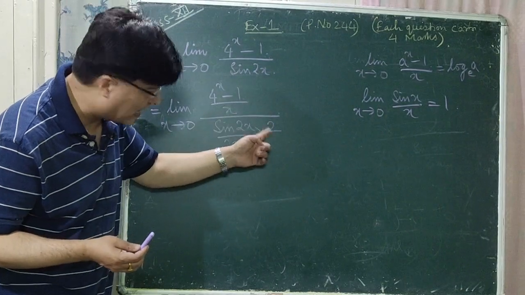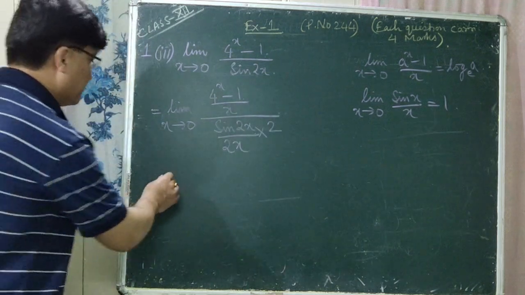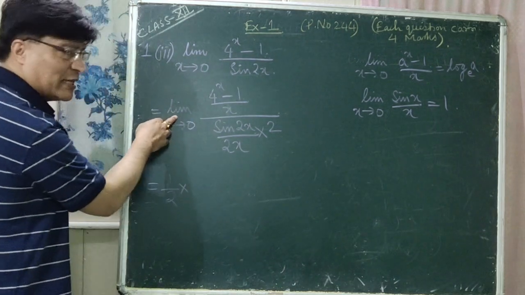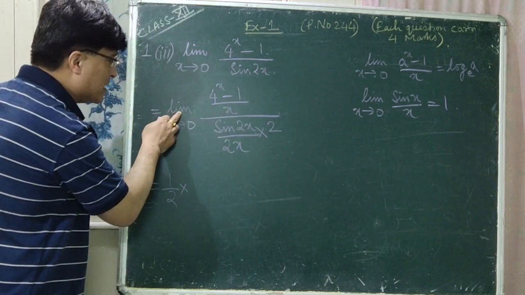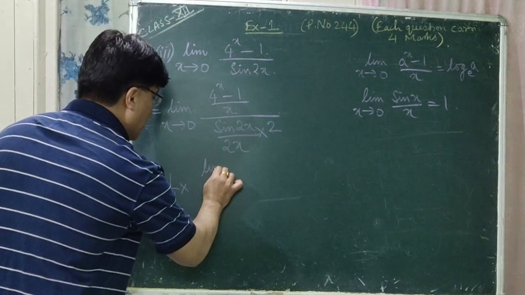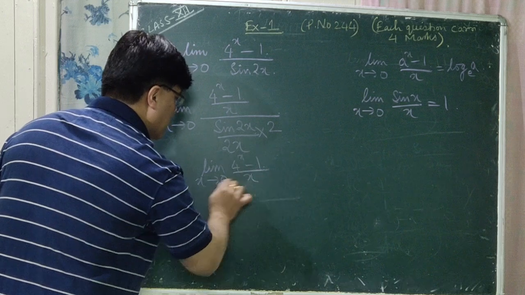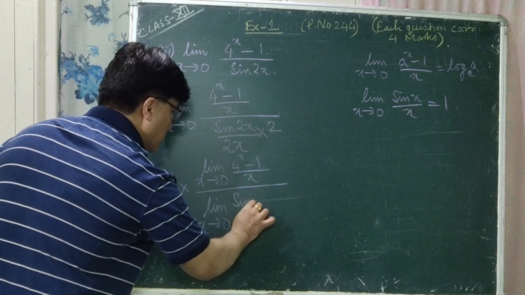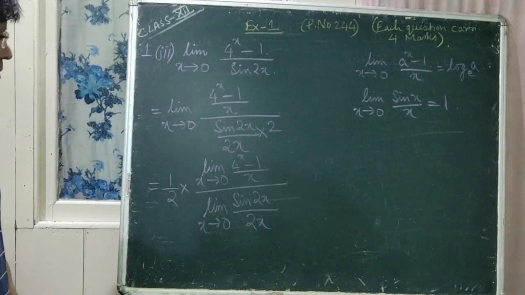So this is actually half. This half is a constant, and this constant half can be taken outside the limit. So this is equal to half into, now you can write down this limit wherever there is a standard form. So you can write down limit x tends to 0 both in the numerator as well as in the denominator. So you write limit x tends to 0, 4 to the power x minus 1 divided by x, divided by limit x tends to 0, sine 2x divided by 2x. So I think you have understood it.